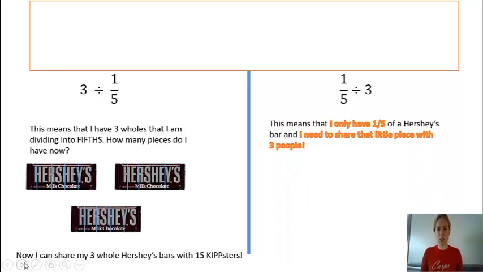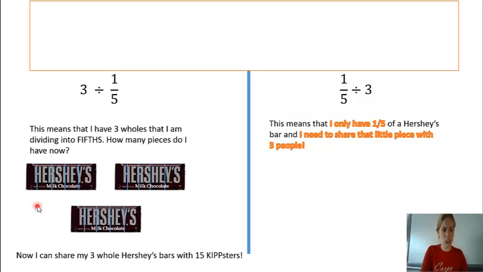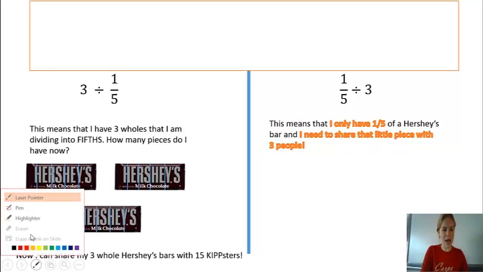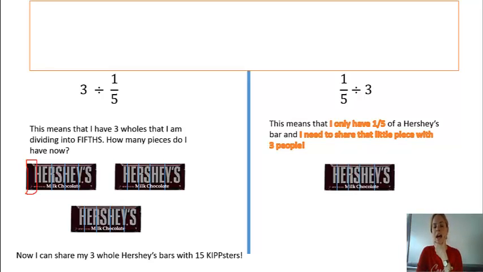This was my story. This means I only have 1/5 of a Hershey's bar. So if we go back to this little Hershey's bar here, oops, I need the pen, not the laser pointer. It actually means that I only have 1/5. I don't have the whole Hershey bar, I just have that little slice. And now I need to share that little piece with 3 different people. So I'm going to show you your model again.